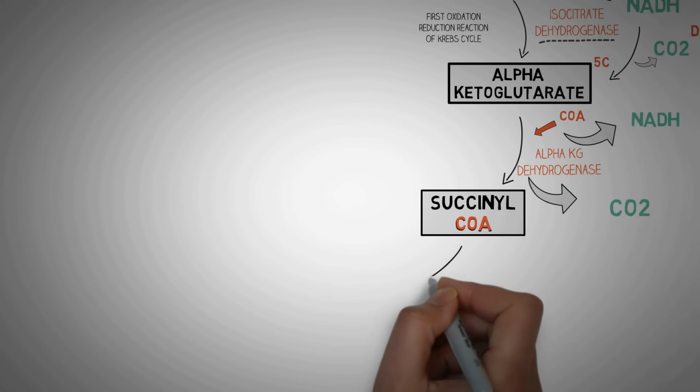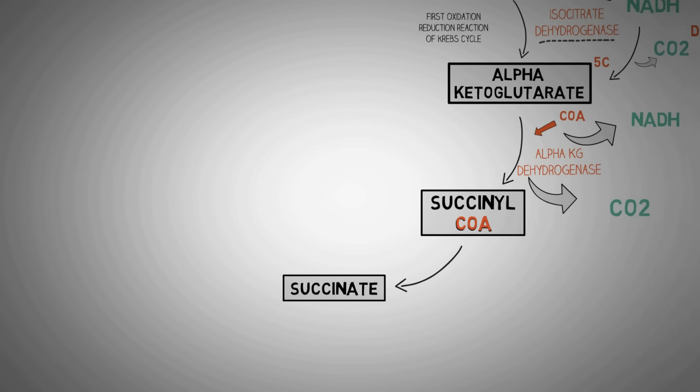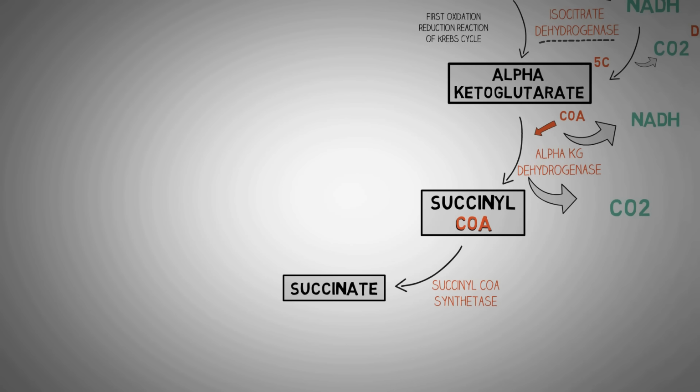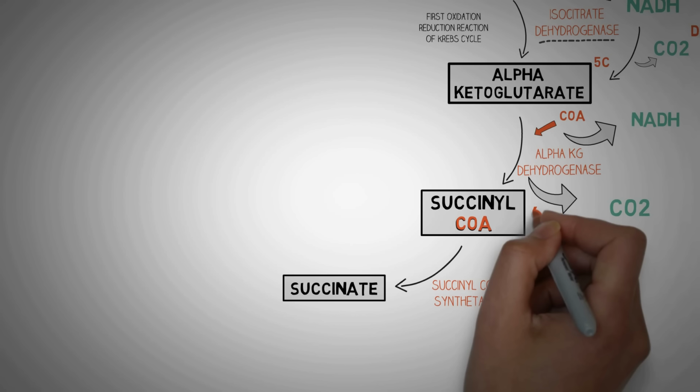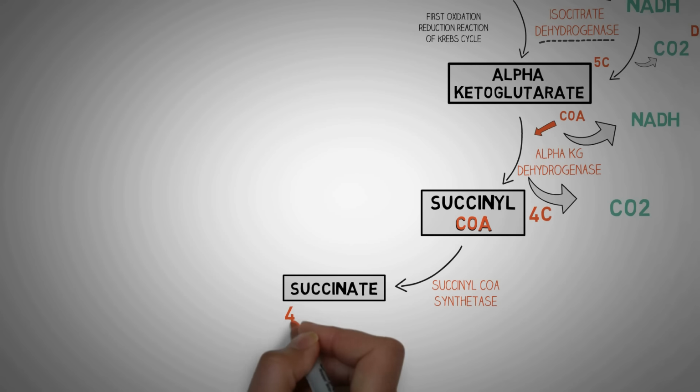In the next step of the Krebs cycle, the Succinyl-CoA is converted to succinate. This reaction is catalyzed by the enzyme known as Succinyl-CoA synthetase. Now try to understand what happens here in this reaction, as this is a very important concept and often missed by many students. The number of carbons remain the same in this reaction. Both Succinyl-CoA and succinate have 4 carbons each.